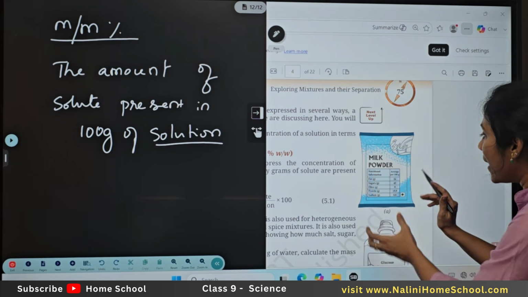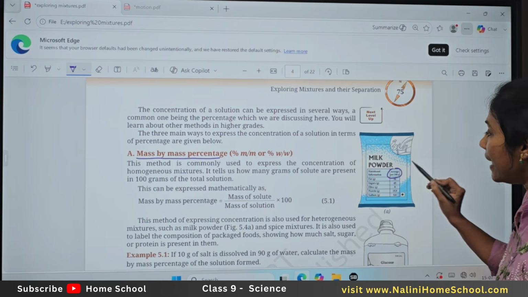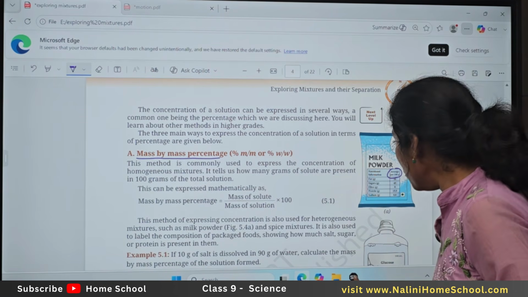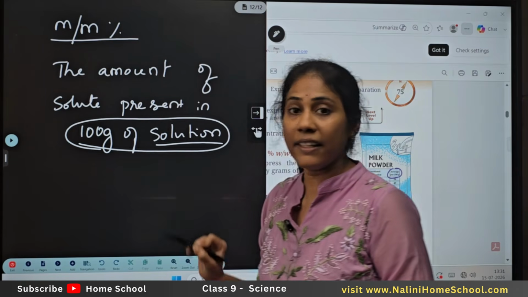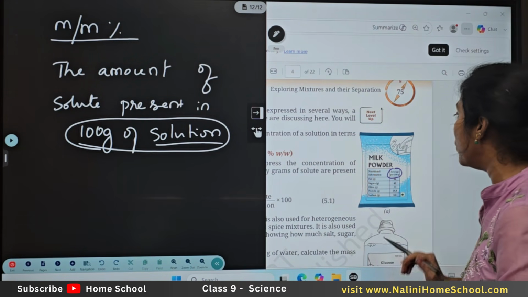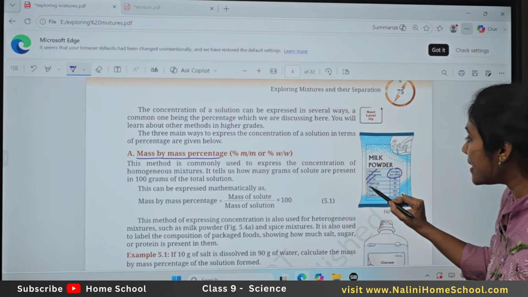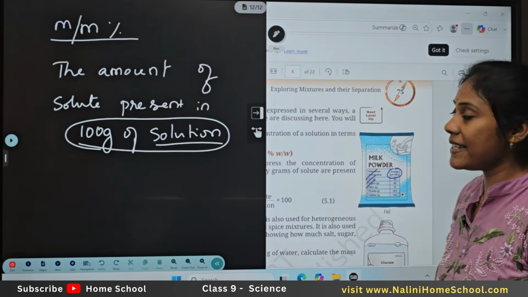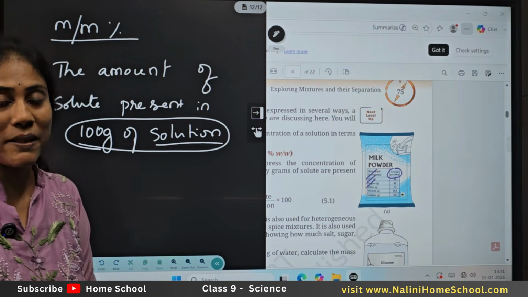So I mixed together and I got this packet's weight is 100 grams. That means the solution has got a weight of 100 grams. In this total 100 grams of powder, how much of fat is there? How much of sugar is there? How much of fiber is there? That is what we call mass by mass percentage.